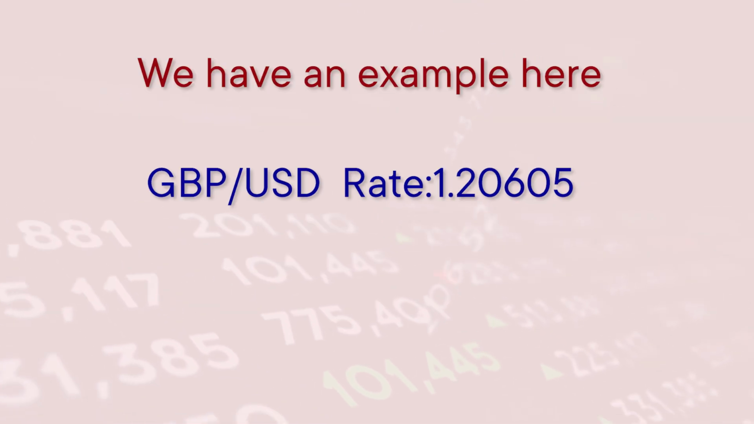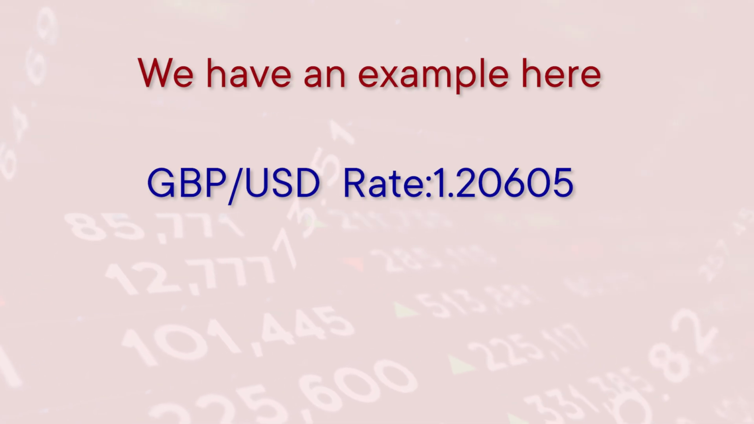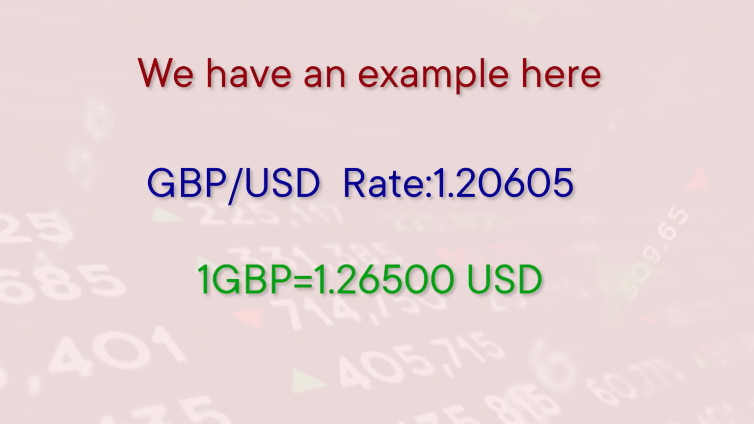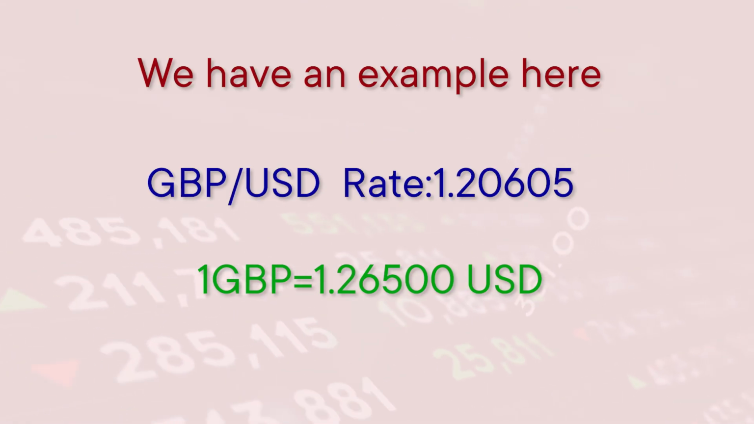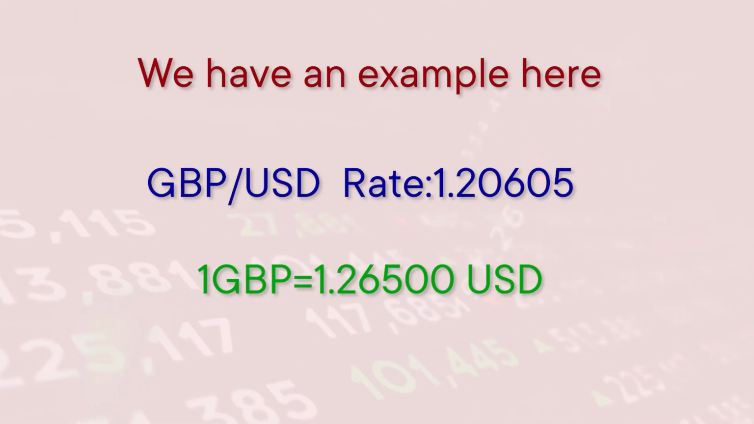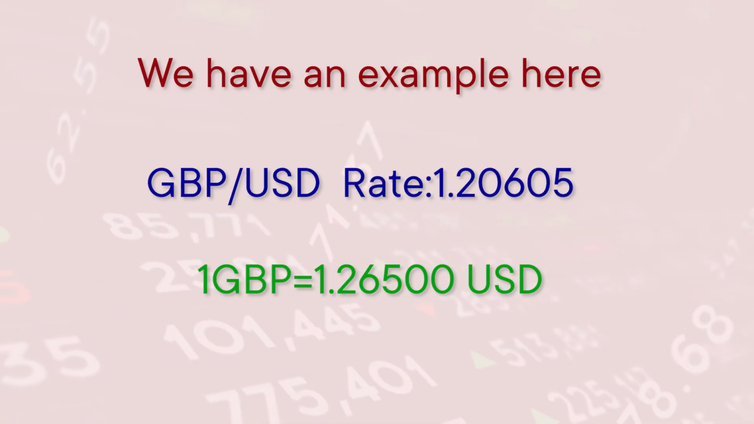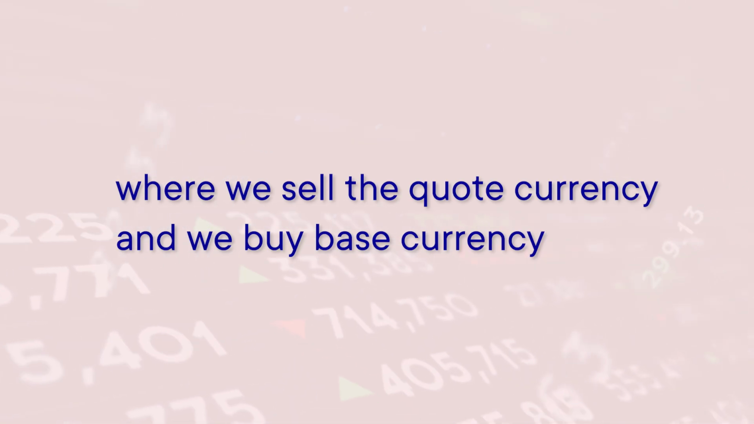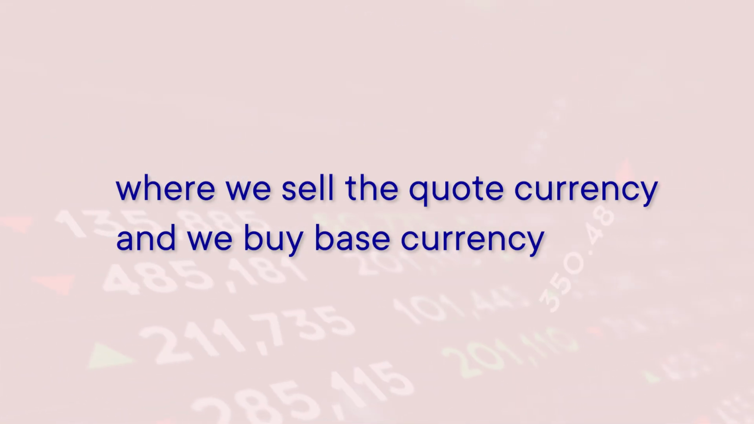We have an example here also. Again, the pound versus the dollar rate is 1.2605, meaning 1 pound will be equal to 1.2605 US dollars, which means that the base currency is bigger than the quote currency, where we sell the quote currency and we buy the base currency. Now we know what we trade in the forex market.